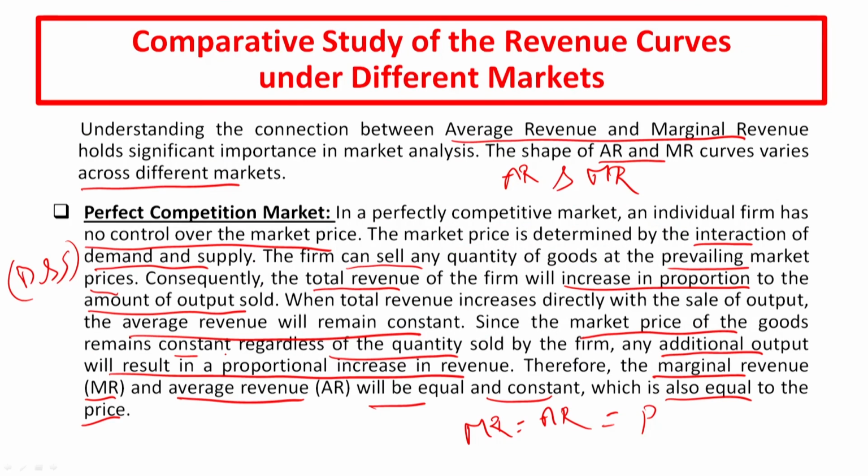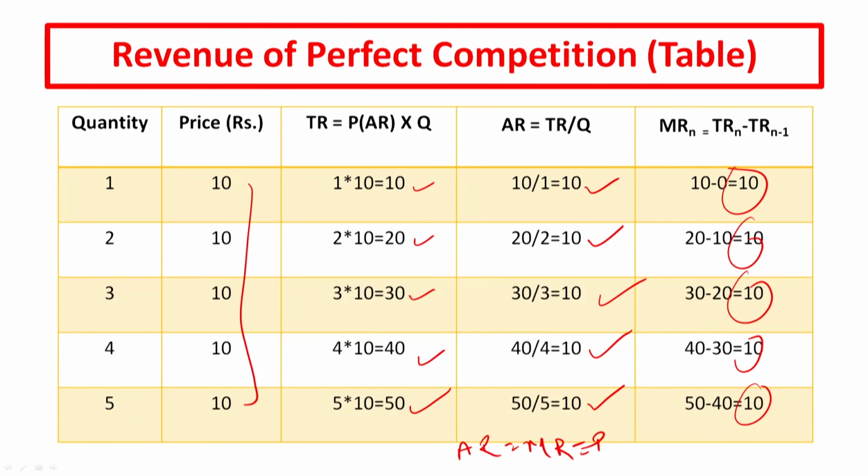Then I discussed the comparative study of the revenue curves under different kinds of market. The first market was perfect competition, where MR is equal to AR is equal to price. In perfect competition, the firm is a price taker, and the individual firm has no control over the market price. In the table, price is 10, AR is 10 and MR is 10, so AR is equal to MR is equal to price.